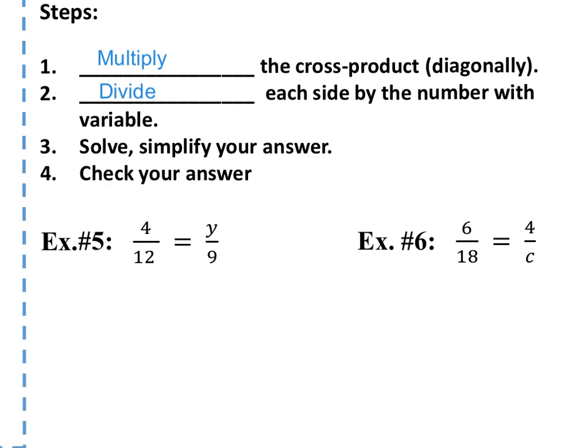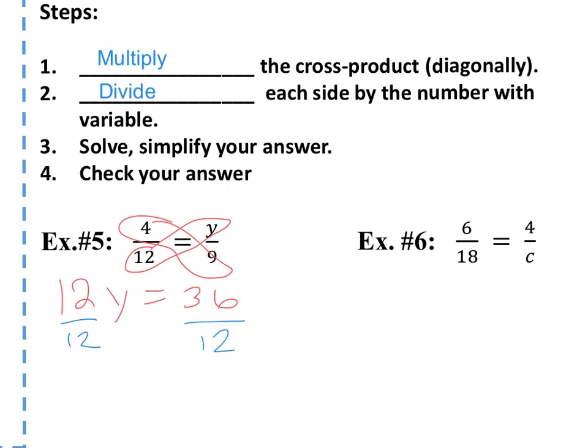So in example number 5, we have 4 over 12 equals y over 9. In this case, my first step, I'm going to multiply the 12 times y, because I want to multiply diagonally, I get 12y. Then I'm going to multiply the 4 times 9, and 4 times 9 gives me 36. Now in my second step, I'm going to divide each side by the number with the variable. So I'm going to divide each side by the coefficient. Divide by 12, and I'm left with y equals 36 divided by 12, which gives me a result of 3.